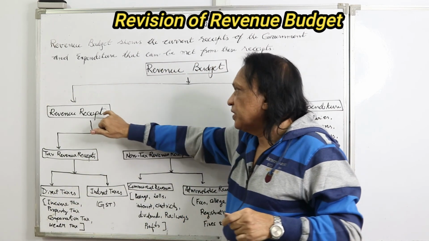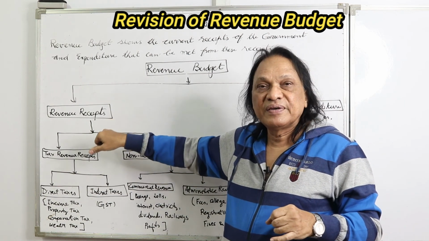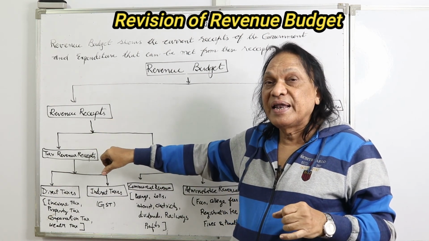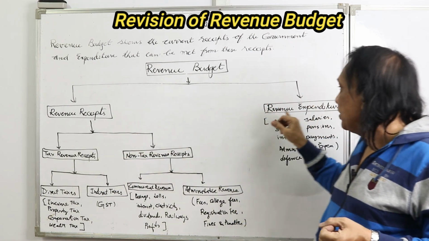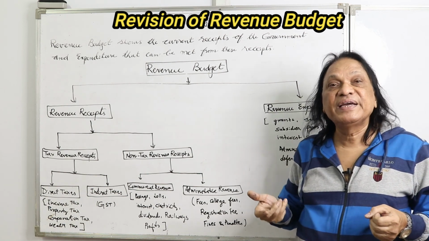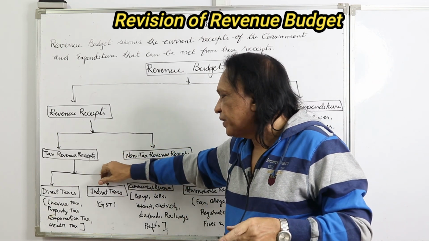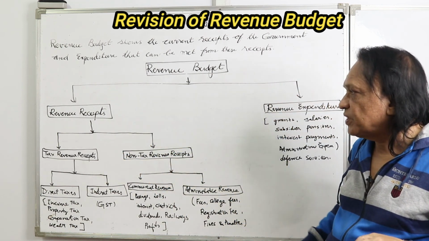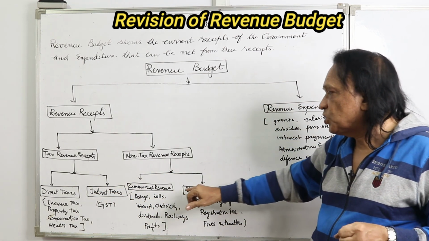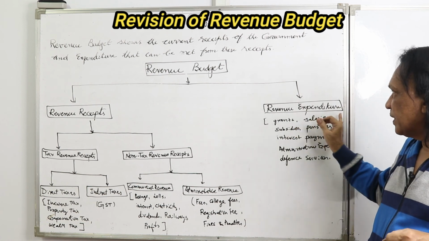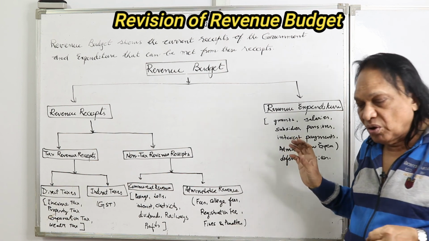So we'll make a comparative study of revenue receipts and revenue expenditure. Revenue receipts neither increase the liabilities of the government nor decrease assets. Keep that in mind. Revenue expenditure neither increases the assets nor decreases the liabilities. There are two types of revenue receipts: tax revenue receipts and non-tax revenue receipts. Tax revenue receipts are direct taxes and indirect taxes, and non-tax revenues are commercial revenue and administrative revenue. Revenue expenditure includes grants, salaries, subsidies, pension, interest, and all other payments.